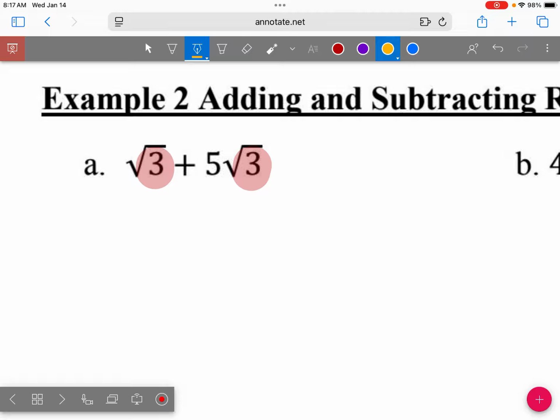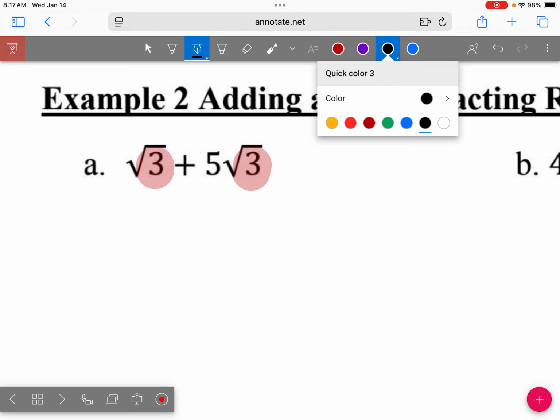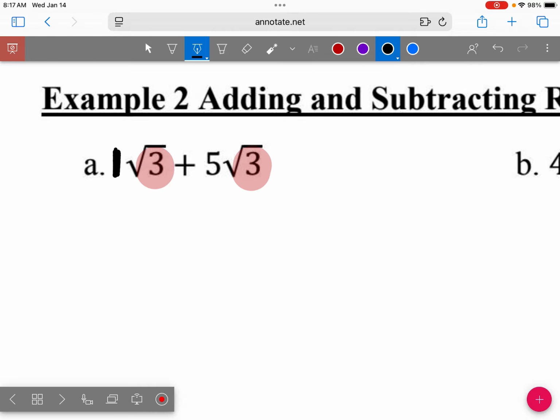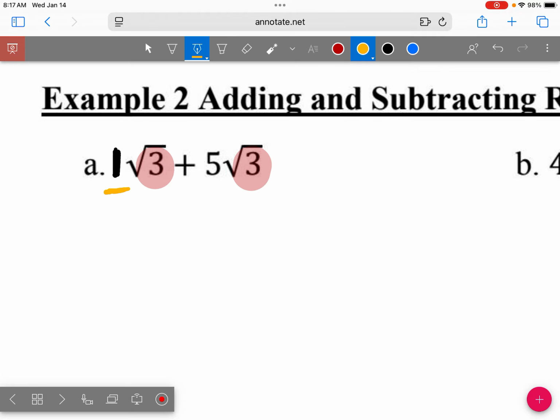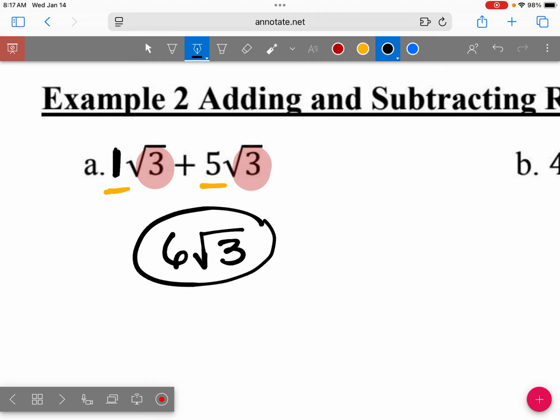So what we're going to do, there is an invisible number right here. We're going to add the number in front. That's the coefficient. So we're going to do 1 plus 5. 1 plus 5 is 6. But we do not add what's under the radical. That stays the same. So our answer is 6 square root of 3.